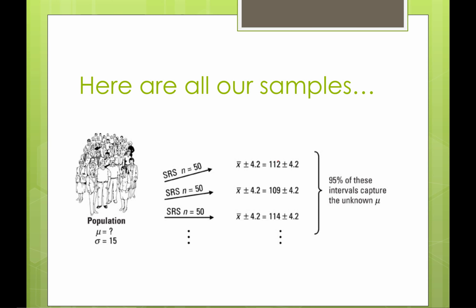So we have one sample, and that was 112, and we could add and subtract 4.2 to get a range for that confidence interval. We could have taken another sample of 50 people. Say we got 109. That would give us a different confidence interval. And we could also do a third sample, get 114. That would give us another confidence interval. And you could take a bunch of samples. A lot of them will come out different, but they'll all be close to each other, and a lot of them will overlap.